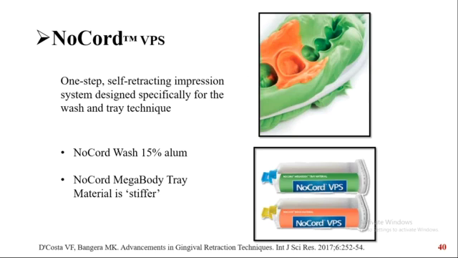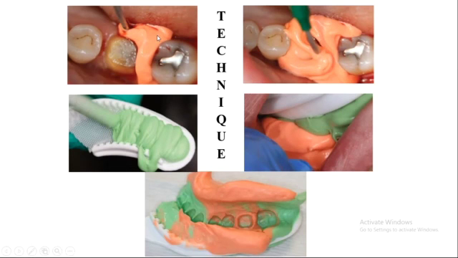Coming to the No-Cord system. Now, the No-Cord system is a one-step self-retracting impression system. It uses two pastes, that is the No-Cord wash paste, which contains 15% aluminum potassium sulfate, and the tray material that contains medium viscosity polyvinyl siloxane. So firstly, the No-Cord paste containing aluminum potassium sulfate is injected around the prepared tooth, and then the medium viscosity polyvinyl siloxane tray material is placed and the impression is made.